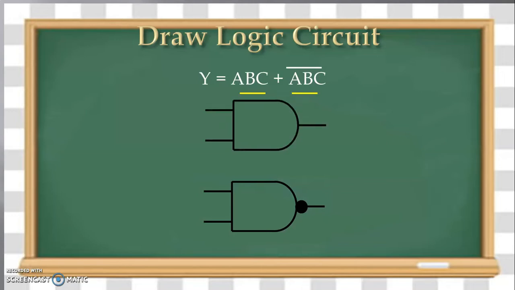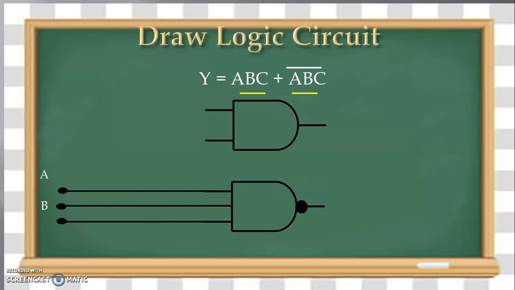Another term, that is ABC, A dot B dot C. So here we have to use an AND gate. We have three inputs, A, B and C. The same inputs we are giving to the AND gate also.